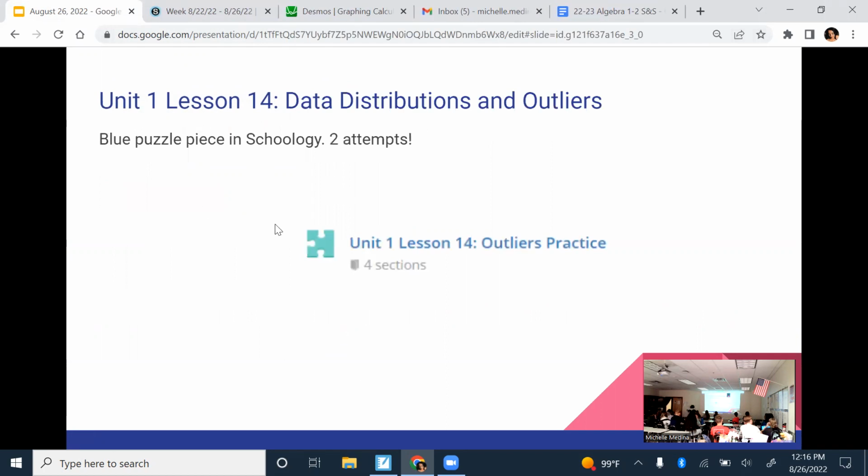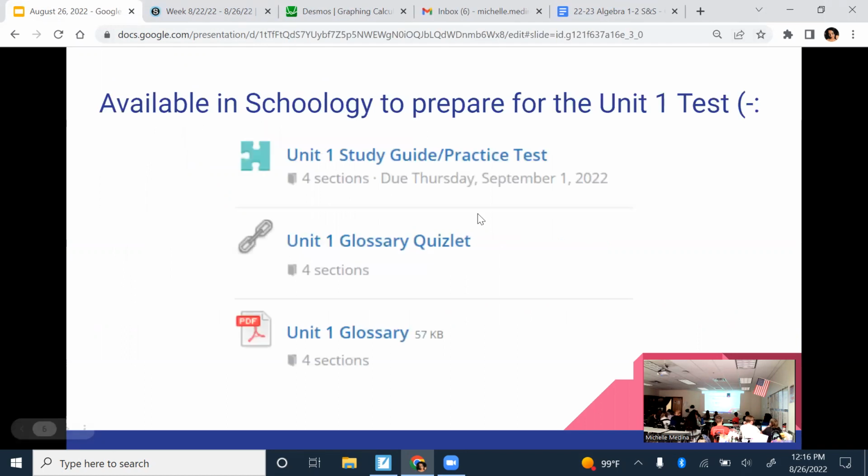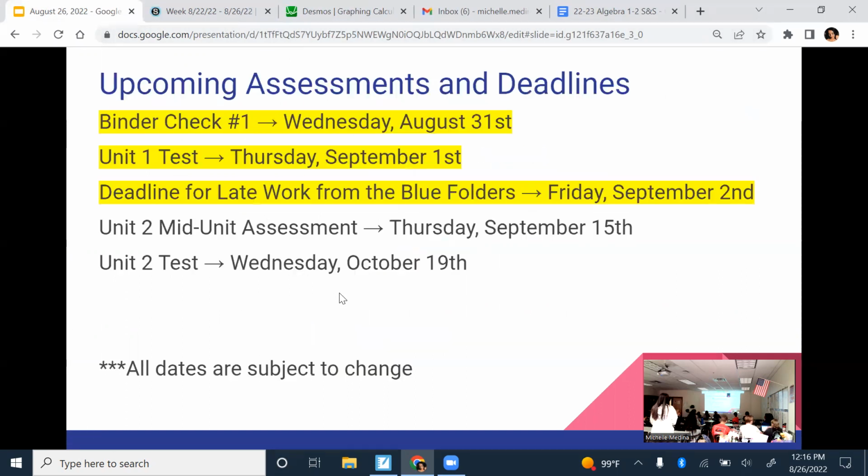The practice is a puzzle piece, lesson 14. And we went over this yesterday. These resources are available in Schoology right now, right at the top of your algebra course. And it's to prepare you for your Unit 1 test, which is next week on Thursday. So binder check will be the day before that. And the deadline for late work from Unit 1 normally is the same day as the test, but I'm giving you till Friday.